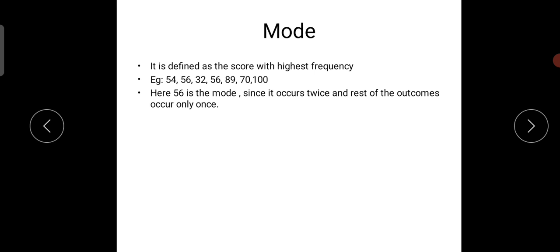N means the total number of observed outcomes. Next one, mode. Mode is defined as the score with the highest frequency. That means it is the most occurring outcome in the distribution. So let's discuss an example. Here you can see 56 is repeated twice and the other outcomes occur only once. So from this we can make out that 56 is the mode.